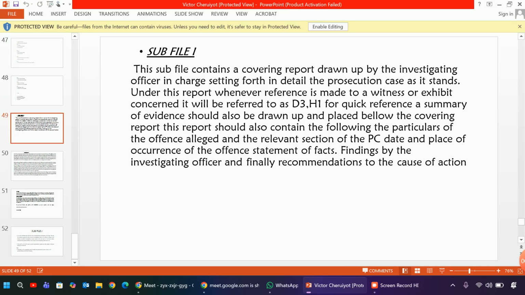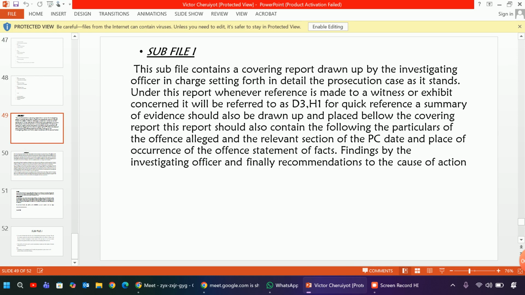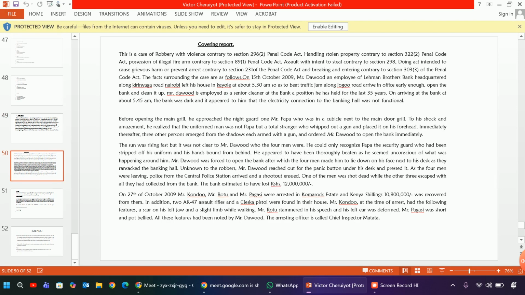The sub-file I contains the governing report, and I've just explained that the governing report is usually drawn by the investigating officer, and it has 4 parts. 1, the statement of the law, that this case is about robbery with violence, contrary to section, that's the statement of the law. 2, facts of the case, or the circumstances surrounding the case. 3, findings, the investigating officer's findings. And the last one is the recommendation. Then once you are done with that, the file is forwarded to prosecution for further recommendations.